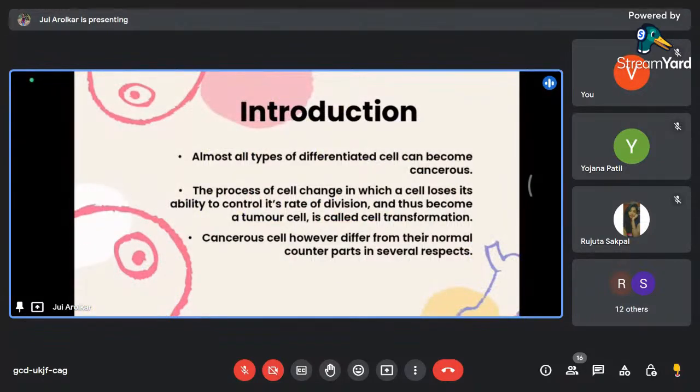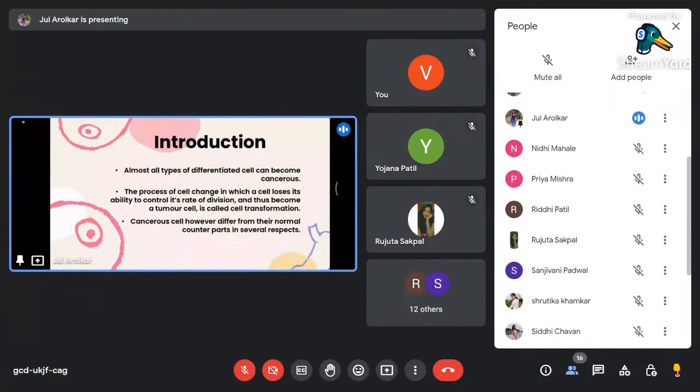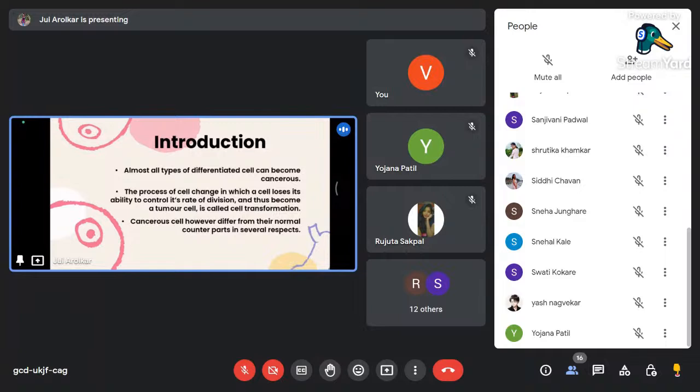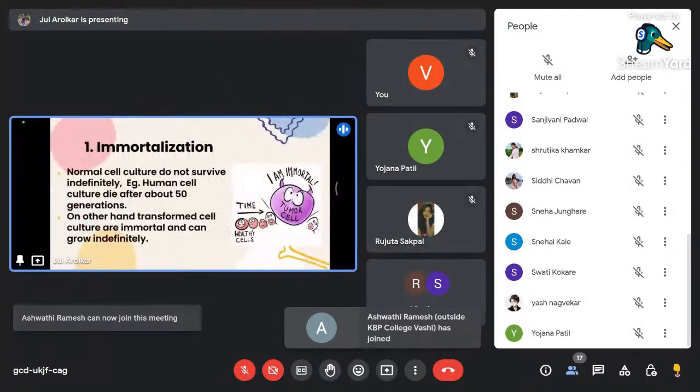First, introduction. Almost all types of differentiated cells can become cancerous. The process of cell change in which a cell loses its ability to control its rate of division and thus becomes a tumor cell is called a transformation. It's called cell transformation. Cancerous cells, however, differ from their normal counterparts in several respects, which we are going to see in further slides.